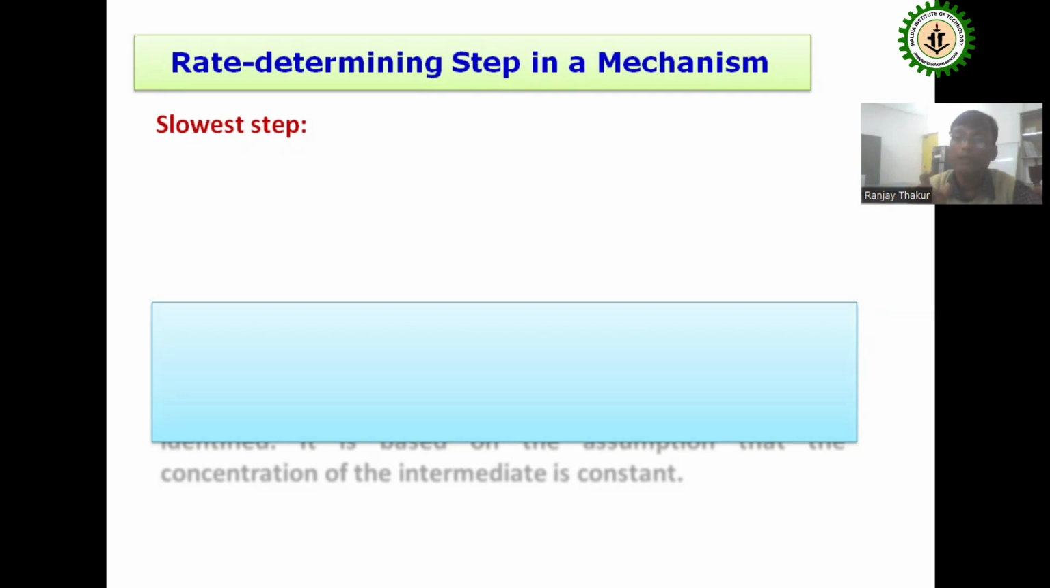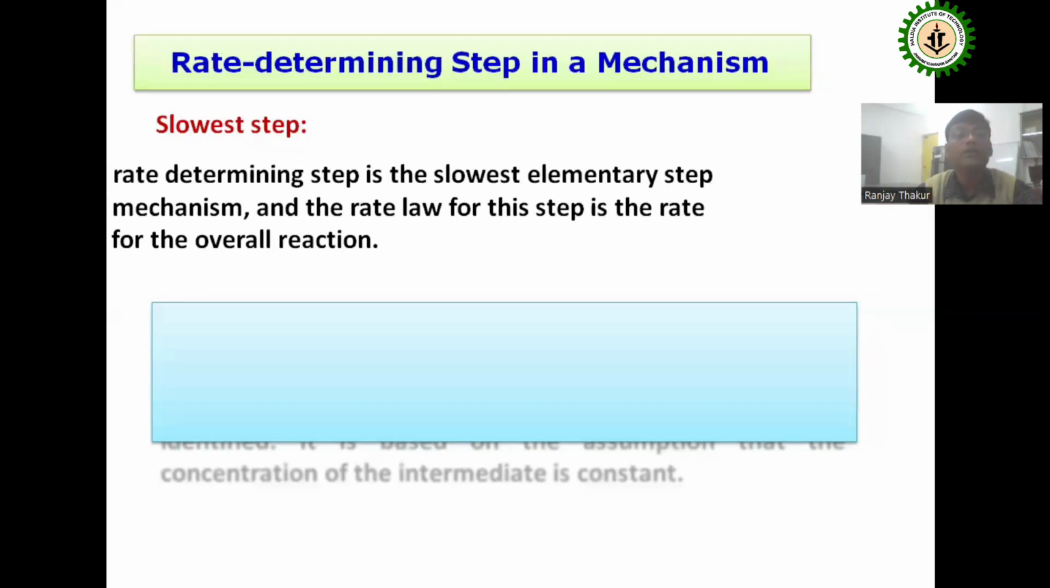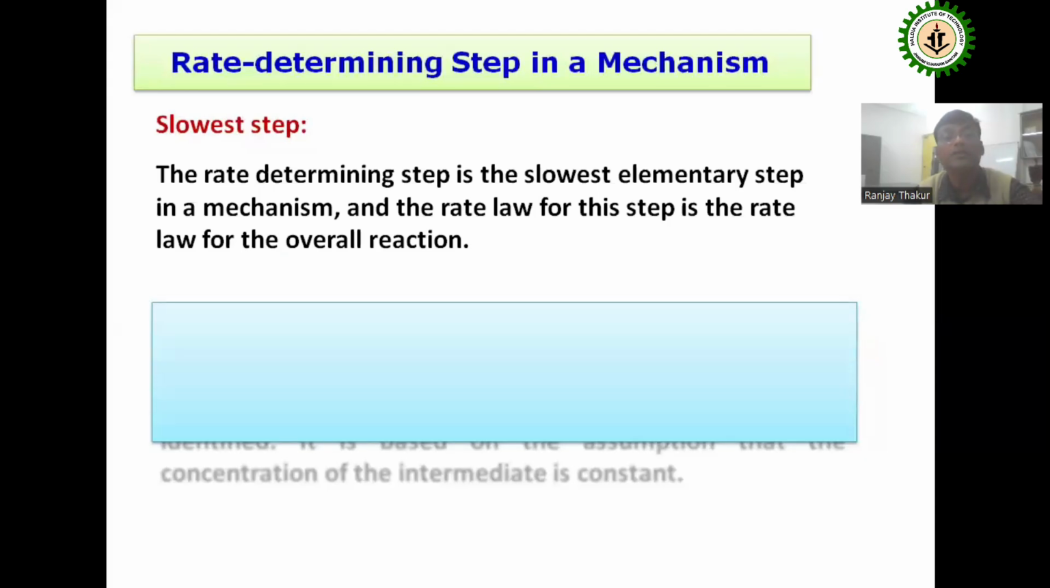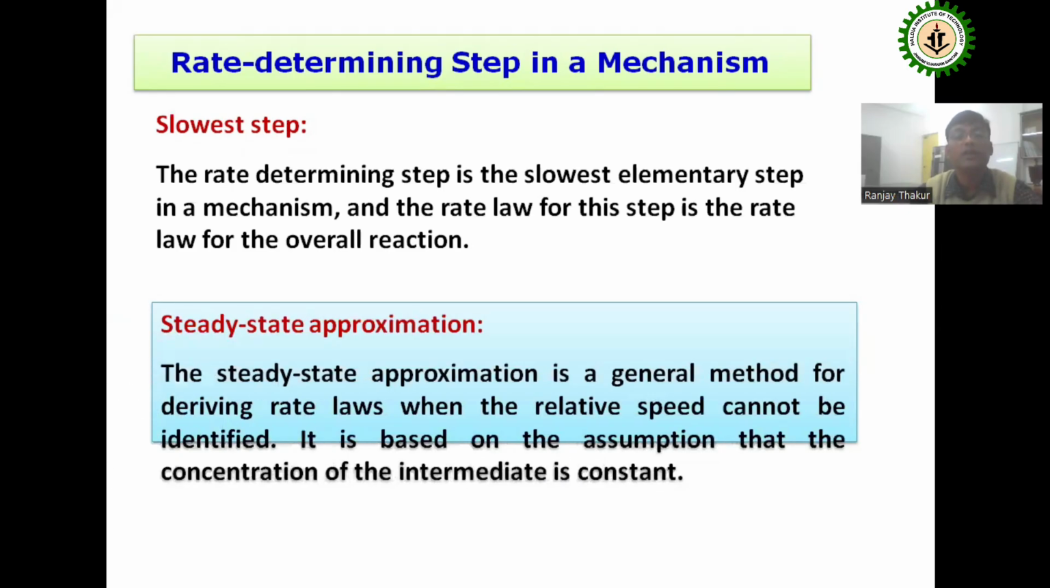The step which completes in moderate time, the slowest step, is considered as the rate determining step, which is a step in a mechanism, and the rate law for this step is the rate law for the overall reaction. Now, the steady state approximation is a general method for deriving rate laws when the rate determining step cannot be identified. It is based on the assumption that the concentration of the intermediate is constant.